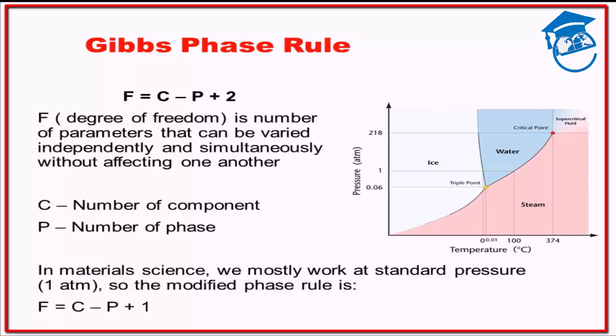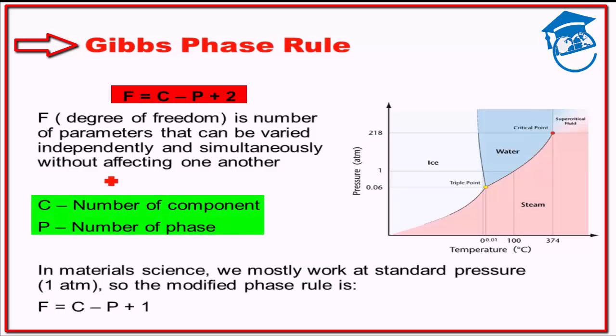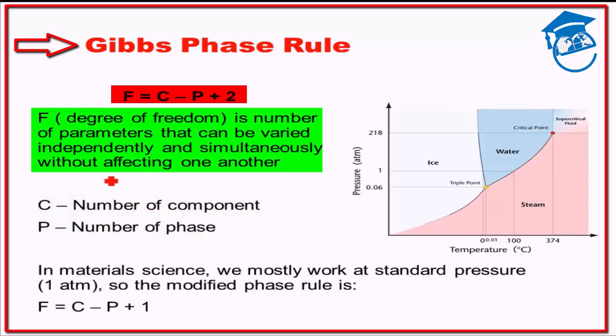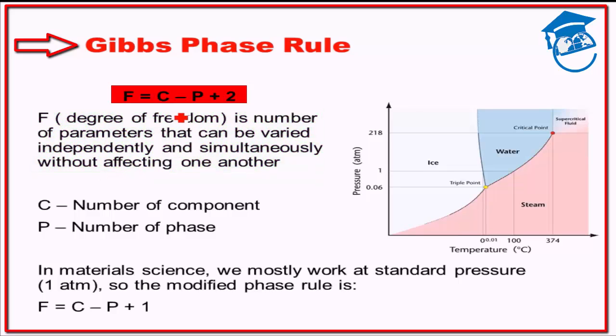Now this is one of the important rules. I have briefly mentioned this Gibbs phase rule. Gibbs phase rule tries to relate the degree of freedom that is available, given C number of components and P number of phases. Now what is degree of freedom? Degree of freedom basically refers to the number of parameters that can be varied independently and simultaneously without affecting one another. I will explain the whole idea of Gibbs phase rule using the phase diagram for water.